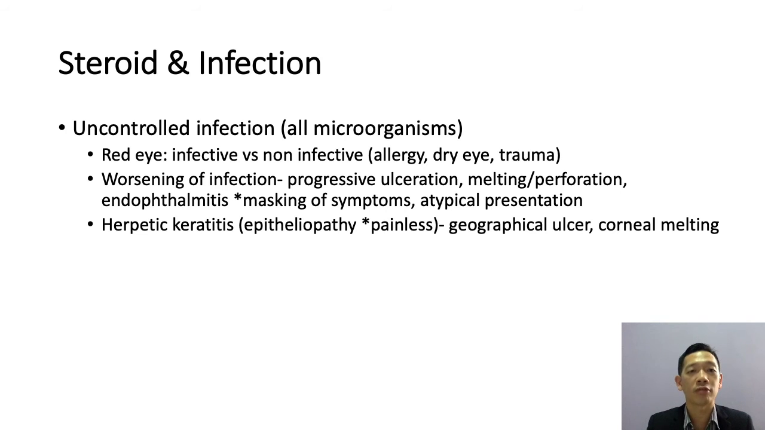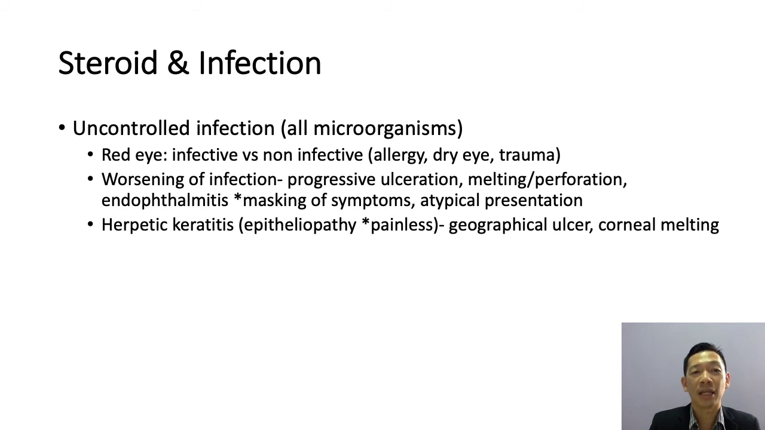It leads to progressive ulceration, melting, and also perforation of the structures, either the conjunctiva, sclera, or even the cornea, and also leads to progression of the infection inside the eye, leading to endophthalmitis. The danger of this is that steroid use can mask the symptoms of inflammation like pain and discomfort. So the patient may feel relatively better, but the infection is actually worsened. The other problem is that steroid use will lead to atypical presentations. So when the patient comes back to us, we are unable to identify the microorganism based on the features as well as without the steroid.